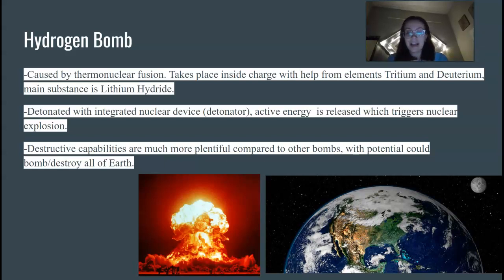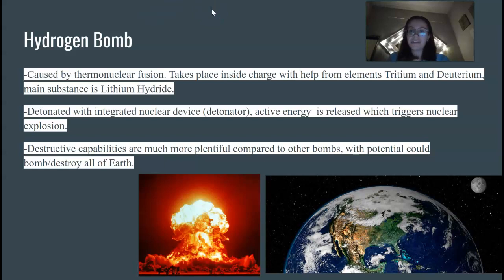And obviously scientists don't know the entirety of the capabilities just because they still have not potentially constructed something that is that destructive, but depending on the way that it's constructed, it could potentially bomb or destroy all of Earth. So it could wipe out most of humanity or life on this planet. And so that is the reason why obviously hydrogen bombs are taken into consideration a little bit differently than other bombs are, with their unique capabilities of destruction.